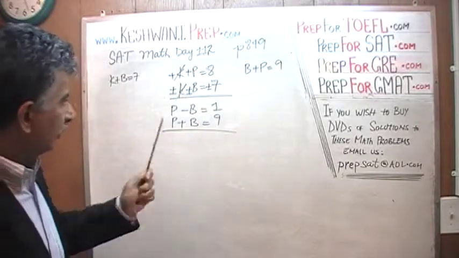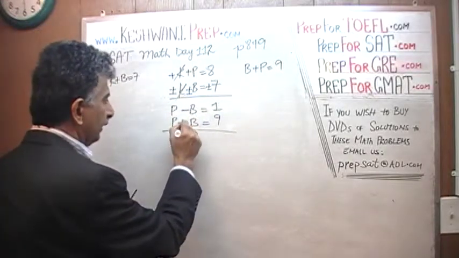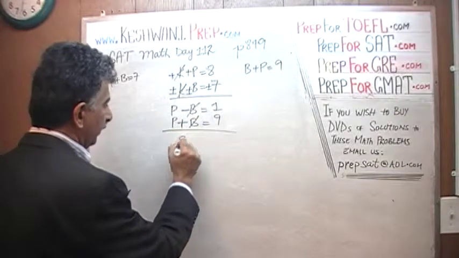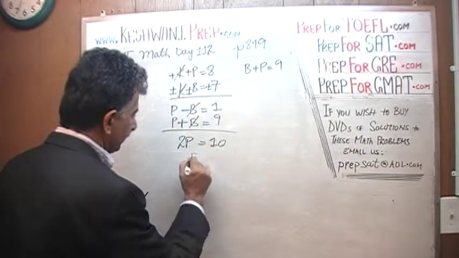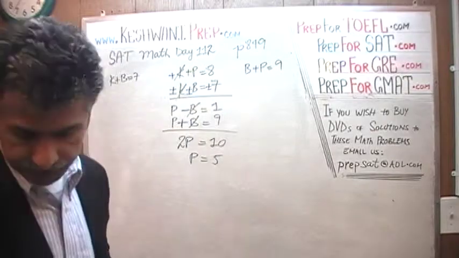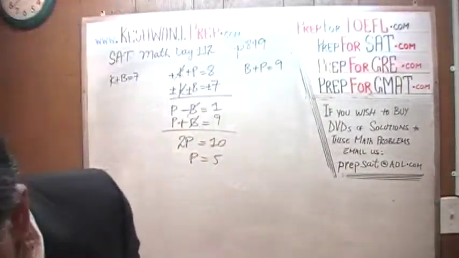If we add these 2 equations, negative b and a positive b will drop out, and p plus p will have 2p equals 10, which means puppy weighs 5 pounds. That's all. The weight of the puppy is 5 pounds.